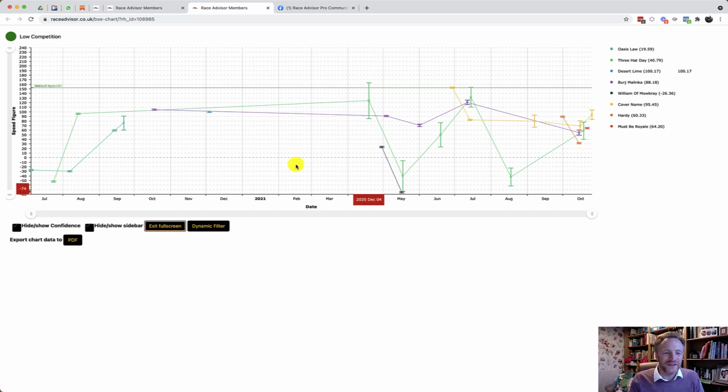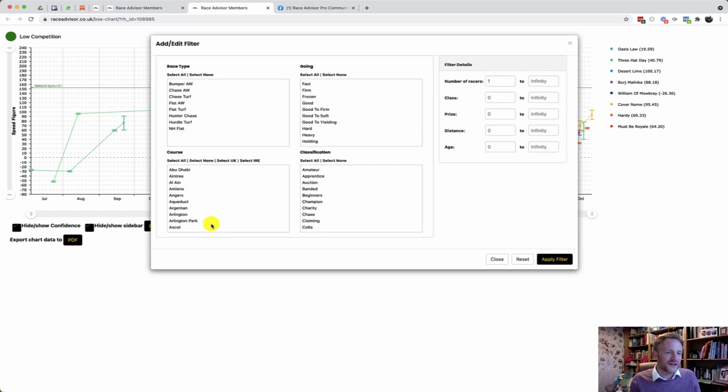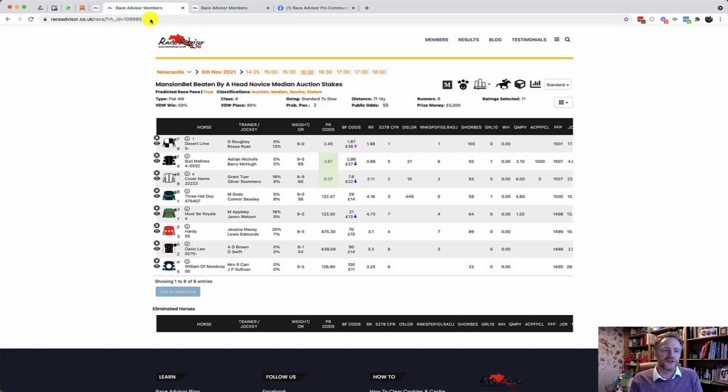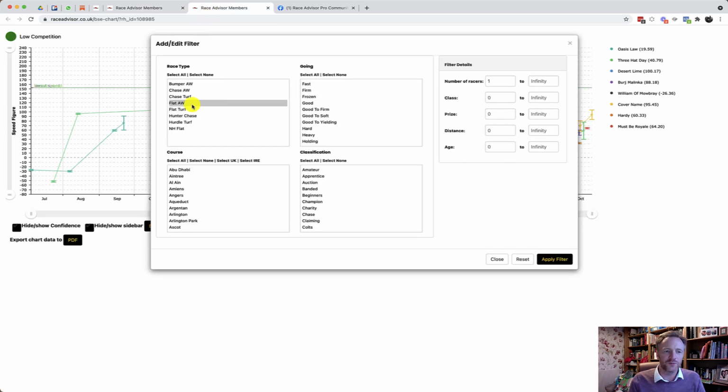Next I'm going to apply the dynamic filter, and this is just race conditions, okay? It's just race conditions. So I come back to the race card. It's a flat all-weather standard to slow 7 furlong race. So let's just put flat all-weather standard to slow, 7 furlongs in yards. I'm going to add a little bit on that, so I'm going to put 1650 yards.